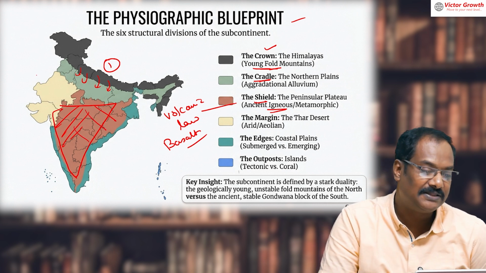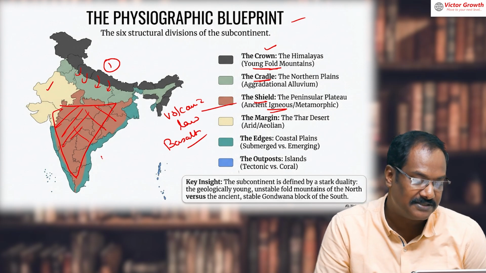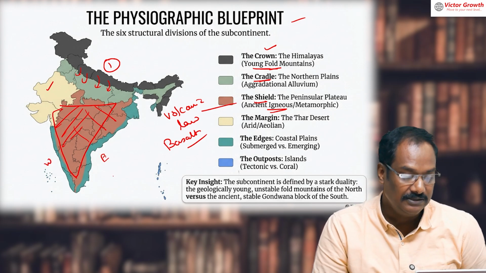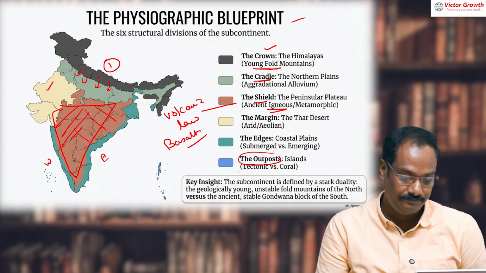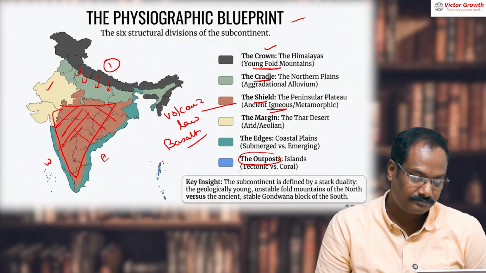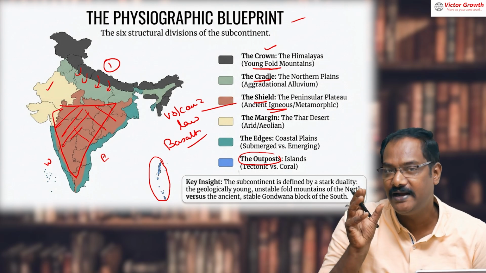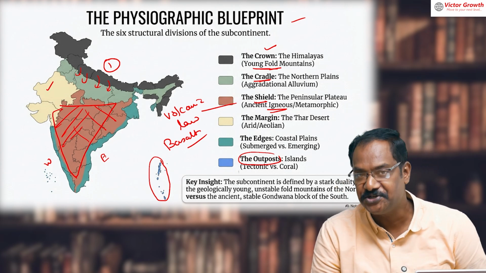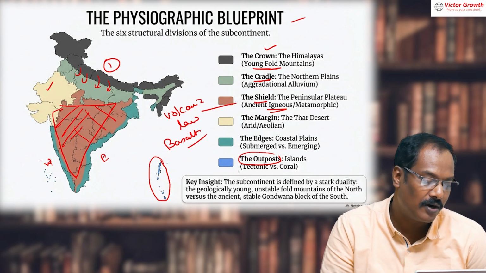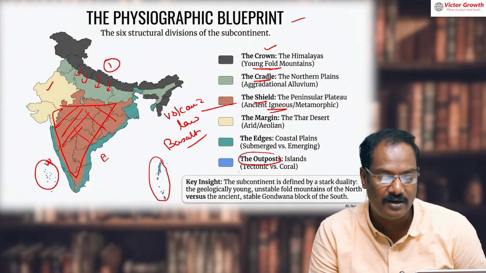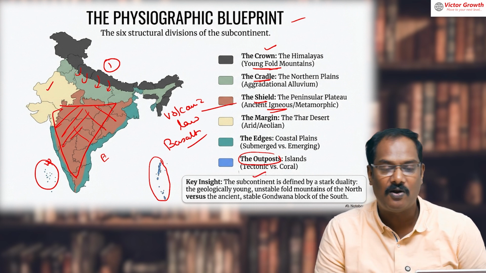Then we have the Thar Desert here. Then we have the coastal plains: this is the eastern coast, and this is the western coast. Then we also have outposts. The outpost names are given. One is the Andaman Nicobar, which is of tectonic origin, because of the Indian plate meeting the Eurasian plate. Whereas Lakshadweep is completely a coral reef. So it is a subcontinent defined by a lot of things.